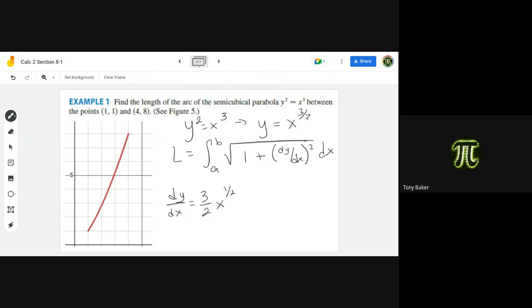Can't wait till there's a really nasty function. Oh, we'll do a couple. We're going to do some easy ones to get the concept of the actual problem down first before we do some crazy ones. All right.